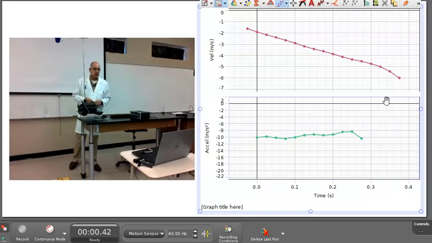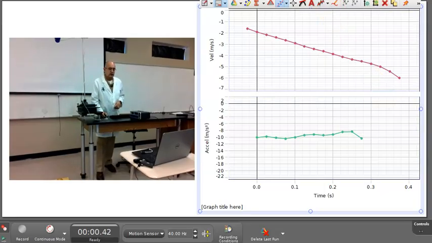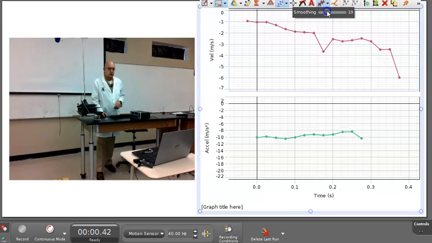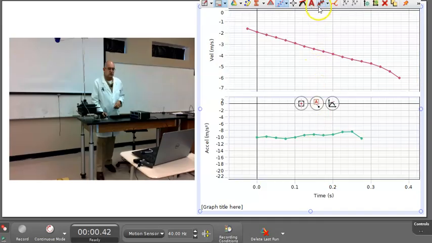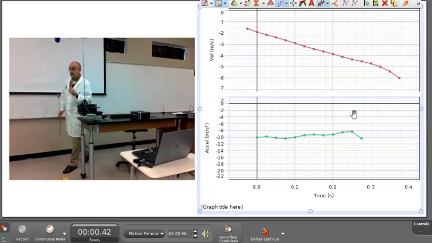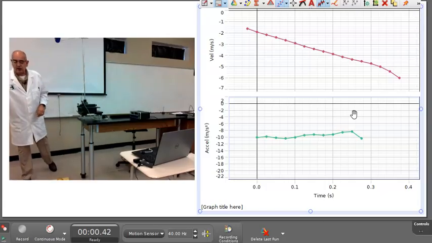As we can see, it looks like the velocity is at a constant slope. Let's apply a little bit of smoothing to that to see if we can hold on to a constant slope there. Nope, we're going to just leave it as it is. Let's take a look at the acceleration. Let's apply some smoothing to that. That's about the best we're going to get there as well. Okay, so we have our acceleration graph, we have our velocity graph.